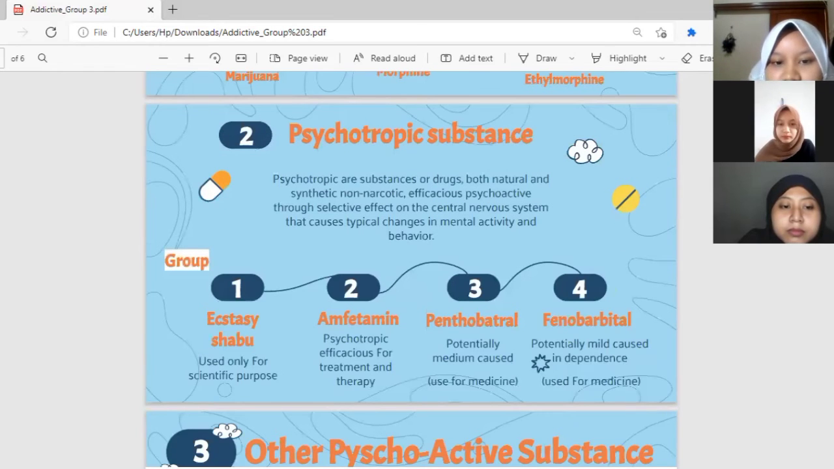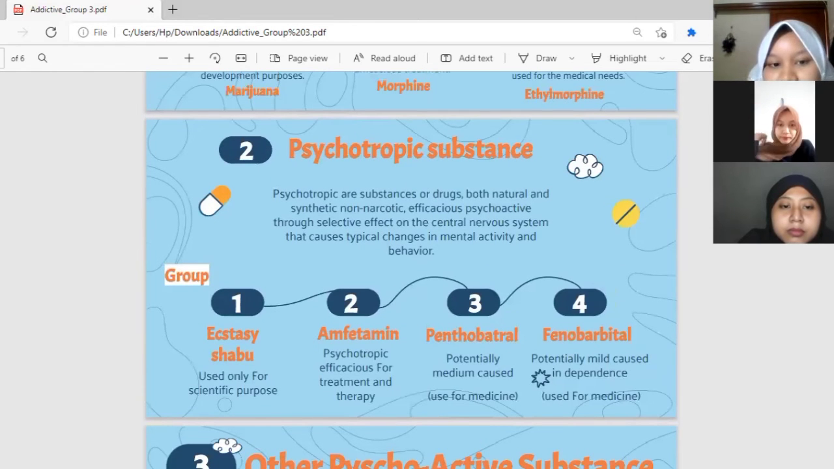And next, we go to psychotropic substances. Psychotropics are substances or drugs, both natural and synthetic, non-narcotic, psychoactive through selective effect on the central nervous system that causes typical changes in mental activity and behavior. And also for psychotropic substances, there are four groups.